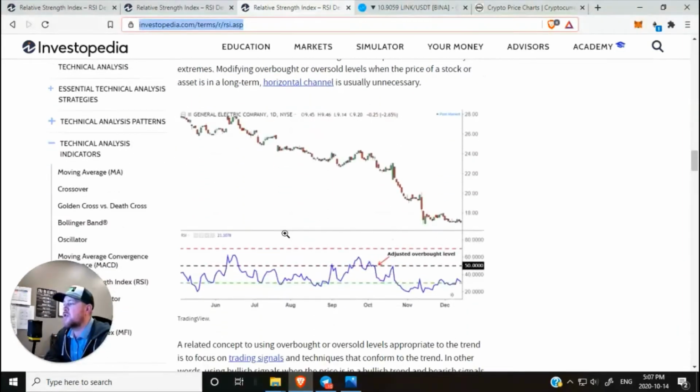We'll take a look at this here. As you can see, this is your 70 line here, but in a downtrend, it doesn't quite make it there, right? It drops below your 30 and below your 70. So that's why I have mine set at 80 and 20. It's just to give it a little bit bigger of a space to move in. So once it gets below 30, I don't get all excited and start buying everything.